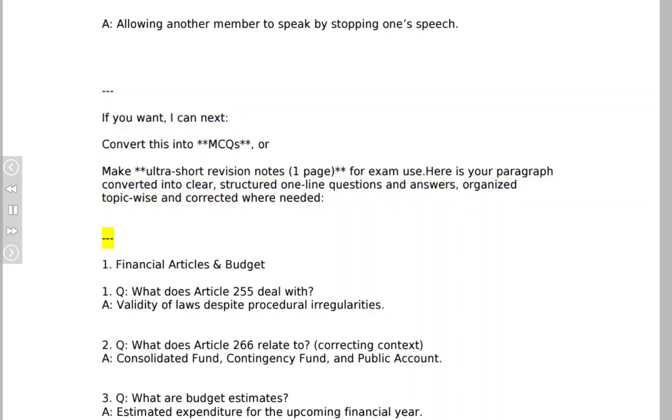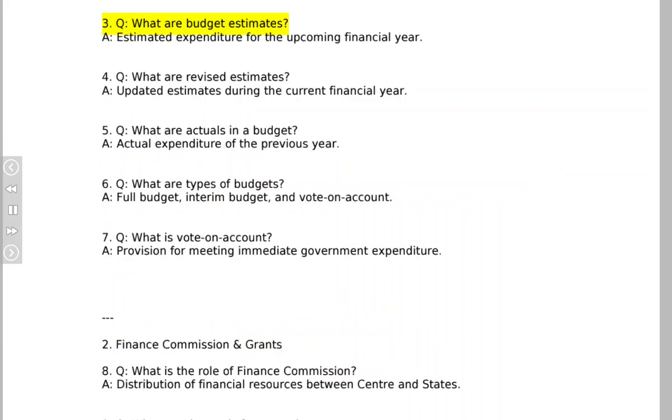1. Financial articles and budget. 1. Q. What does Article 255 deal with? A. Validity of laws despite procedural irregularities. 2. Q. What does Article 266 relate to? Correcting context. A. Consolidated fund, contingency fund, and public account. 3. Q. What are budget estimates? A. Estimated expenditure for the upcoming financial year. 4. Q. What are revised estimates? A. Updated estimates during the current financial year.